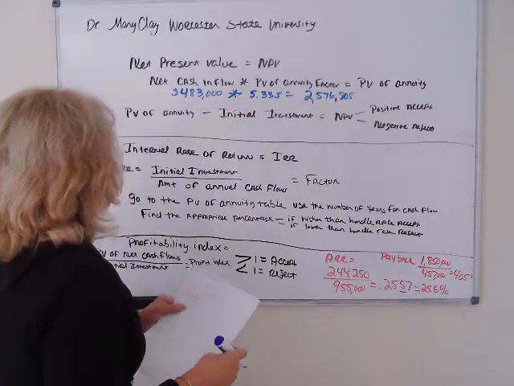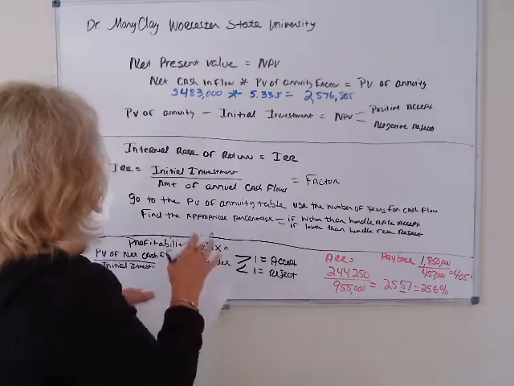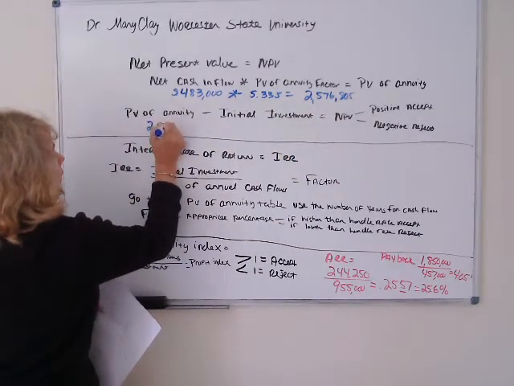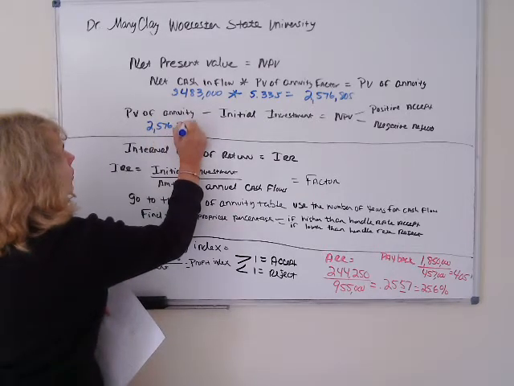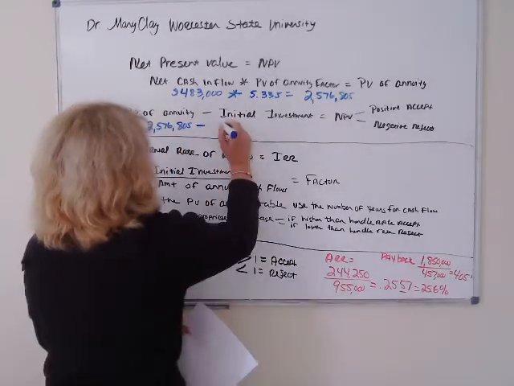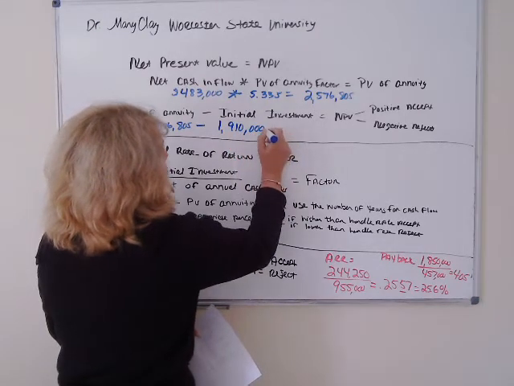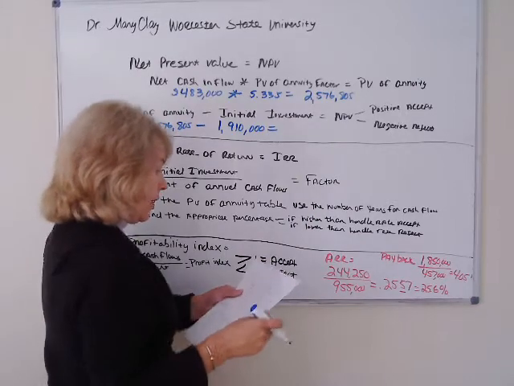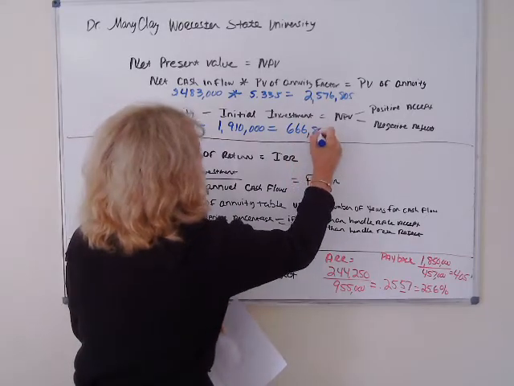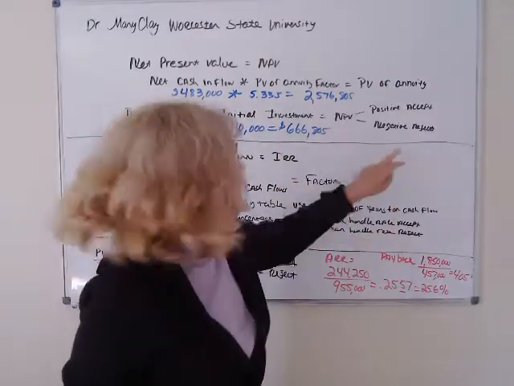Okay? All right, so now all I do is I take my present value of annuity, that's this answer here, 2,576,805, and I subtract my initial investment. My initial investment was 1,910,000. So my net present value is 666,805, and that's good. That's a positive number. So if it's positive, I will accept.